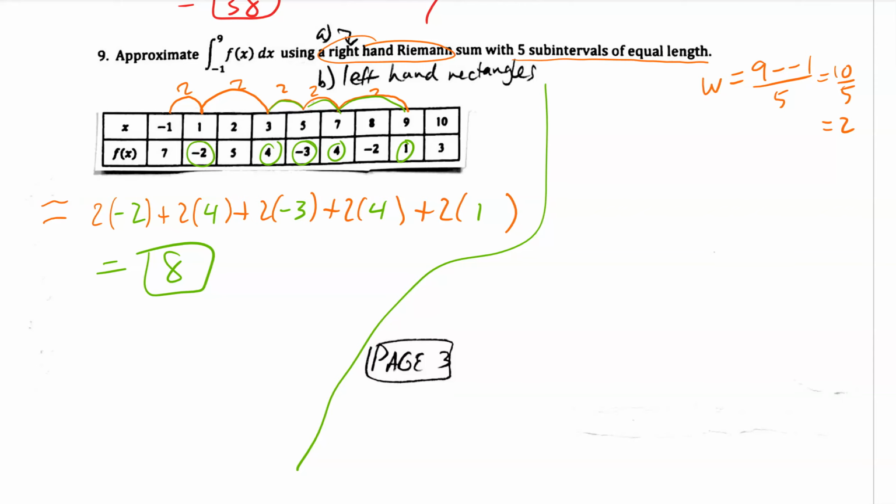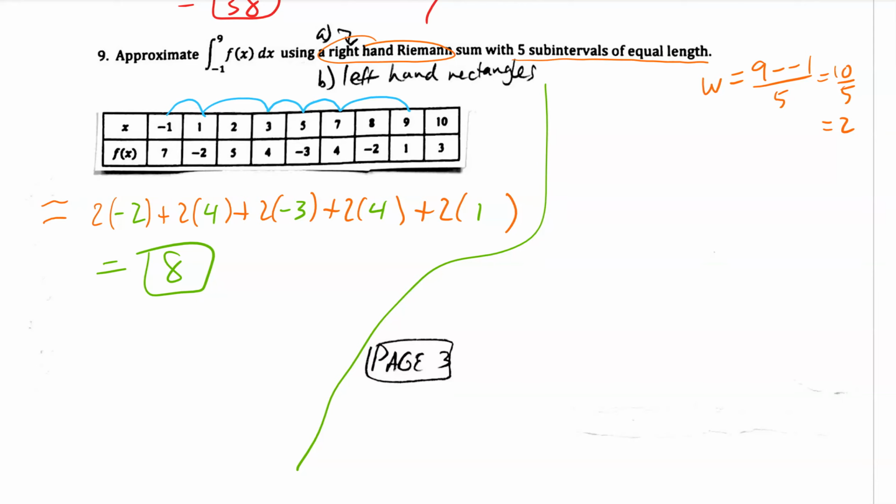I'm going to erase some of this so we can do this again. We'll do it from scratch. We're going to again go from -1 to 1. That's 2 units, 2 units, 2 units, 2 units, 2 units. You're adding 2 on those x values. Start at -1, go to 9.